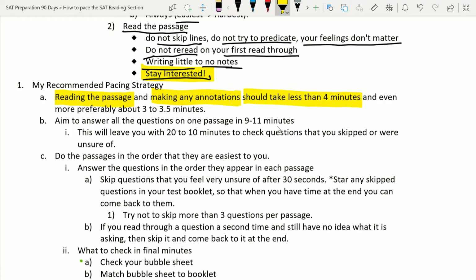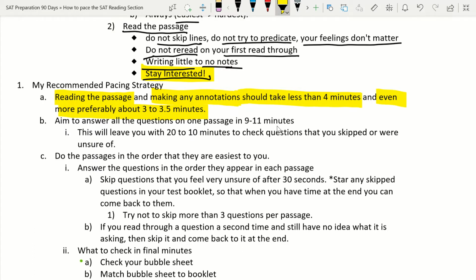If you can get that done in less than 4 minutes, you're in a really good spot for the SAT reading section. If you can get it done in about 3 to 3.5 minutes, then you're in a fantastic spot. Now, the difference between 4 minutes and 3 minutes isn't huge, so it's not a big deal if it takes you 4 minutes. But if you are getting it done in 3 to 3.5, don't worry, that's fantastic as well.